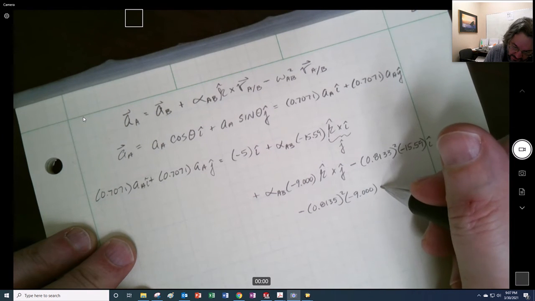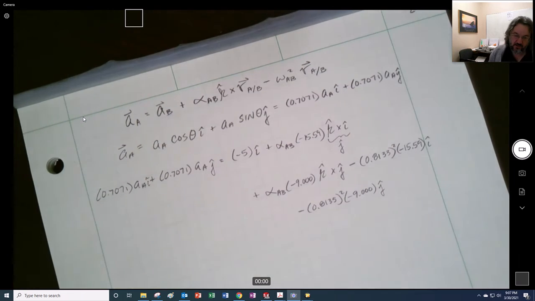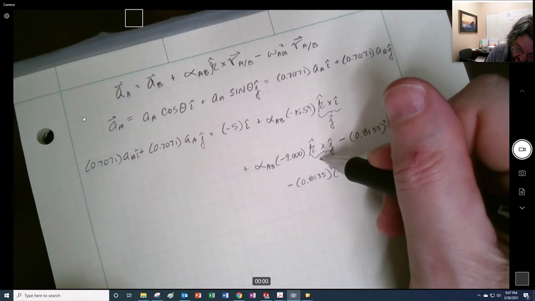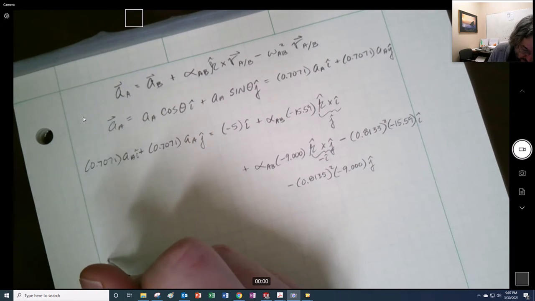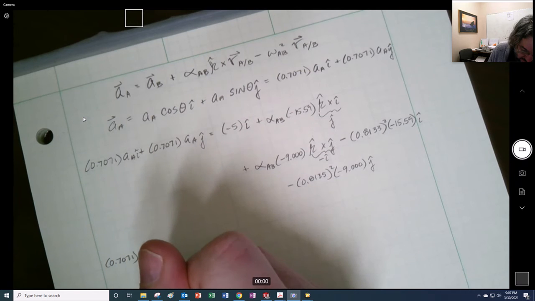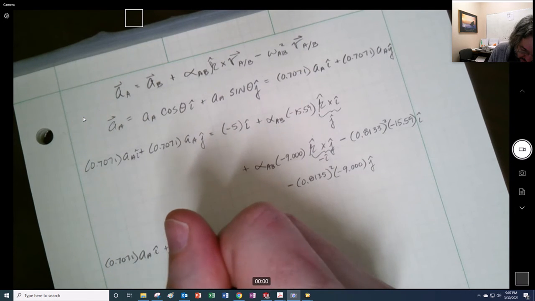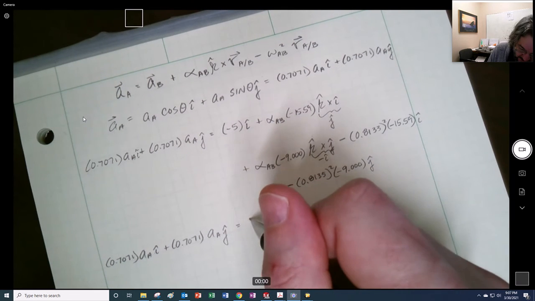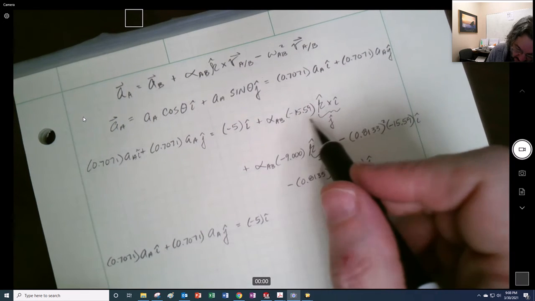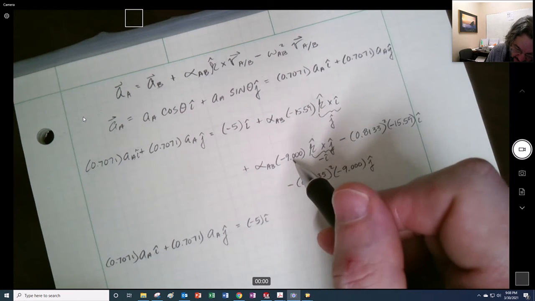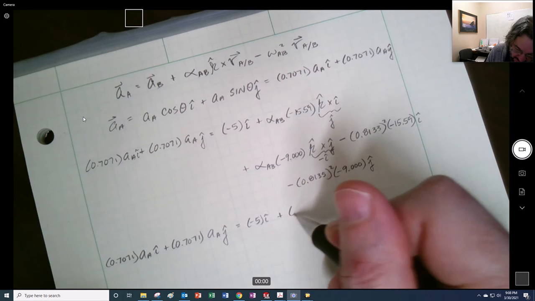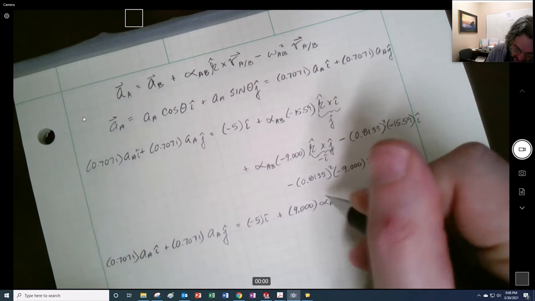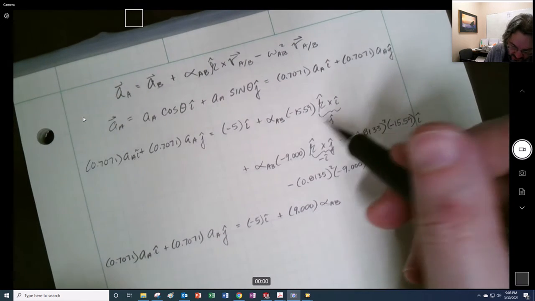And that's J. I think I got it right. So let's collect the terms. Okay, this is going to be a negative I. So let's write 0.7071 I plus 0.7071 J. It's going to be equal to negative 5I. And then you're going to have a negative 9 here, so let's go plus 9 alpha AB. I don't know why I just swapped the order of it, but that's okay.